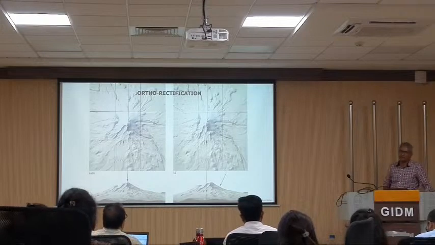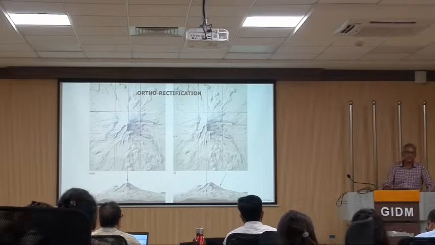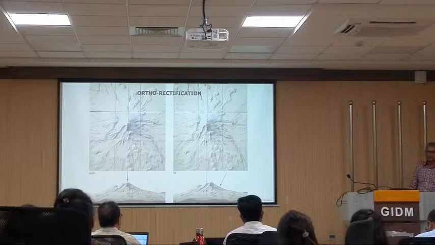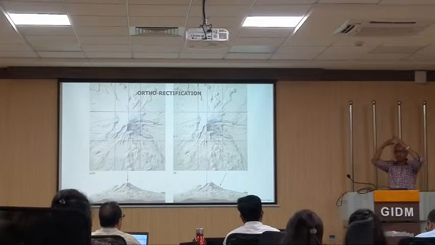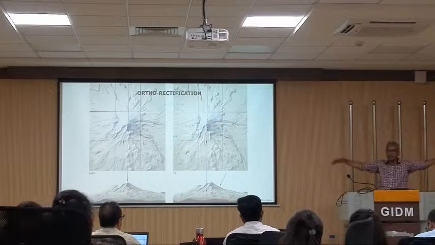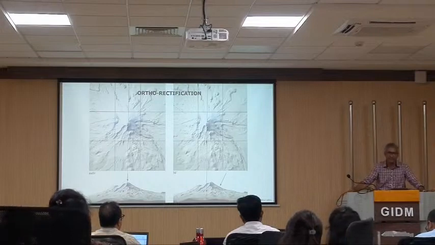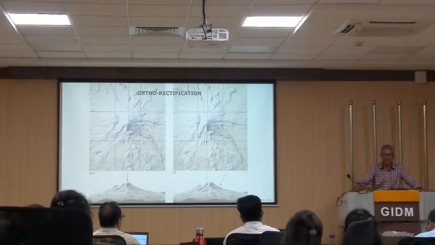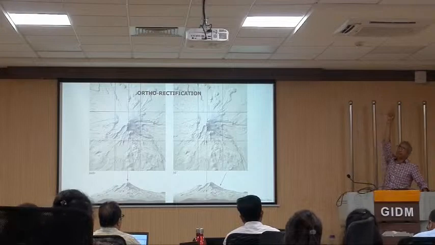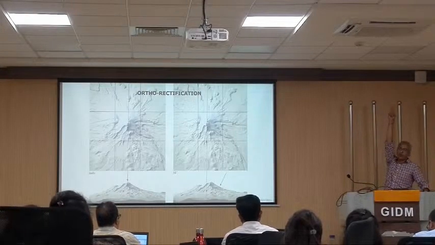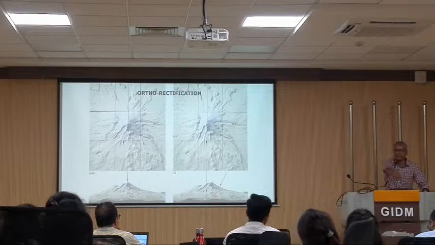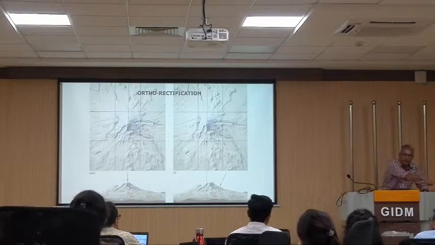So what happens in that case? What is the purpose? Suppose you have a hillock like this, a hill like this. Now, if you have taken a photograph right from the top, you will see everything that is on the top. And you will get the exact area of what it has, right?